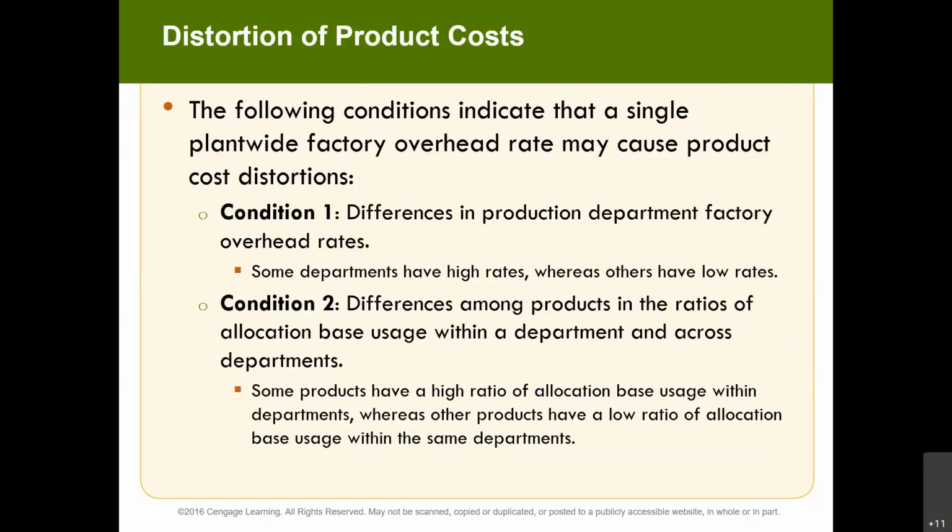In the second condition, there are differences among products in the ratios of allocation base usage within a department and across different departments. Some products have a high ratio of allocation base usage within the departments, whereas other products have a low ratio of usage. So these two conditions would contribute to the distortion of product costs when you're looking at the differences between the single plant-wide method and the department method.